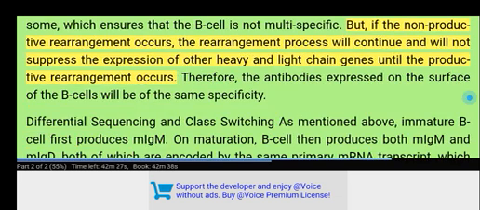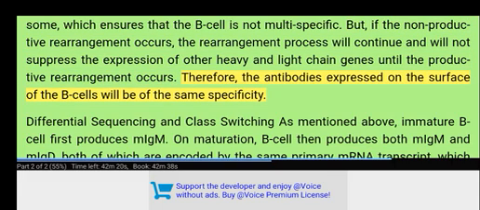But if non-productive rearrangement occurs, the rearrangement process will continue and will not suppress the expression of other heavy and light chain genes until productive rearrangement occurs. Therefore, the antibodies expressed on the surface of the B cells will be of the same specificity. Differential splicing and class switching are mentioned above.